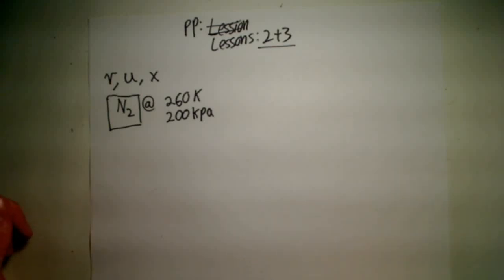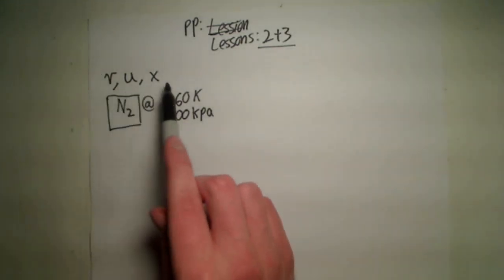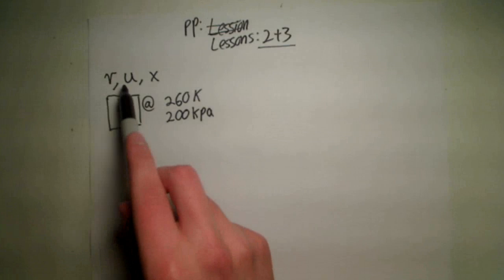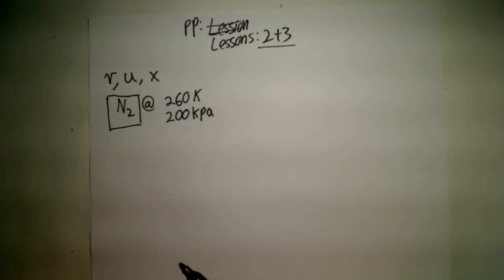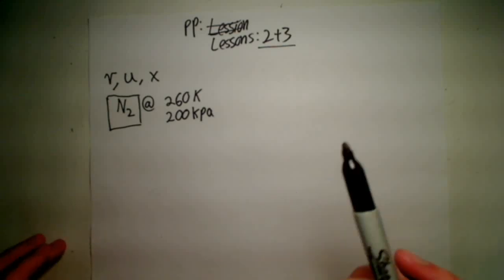do this problem now. So we're asked to find specific volume, internal energy, and quality. Now, specific volume and internal energy are both values we get out of the table, and then we would have to do the reverse of the process that we show in lesson 2 to solve for x, to solve for quality instead of the other way around.